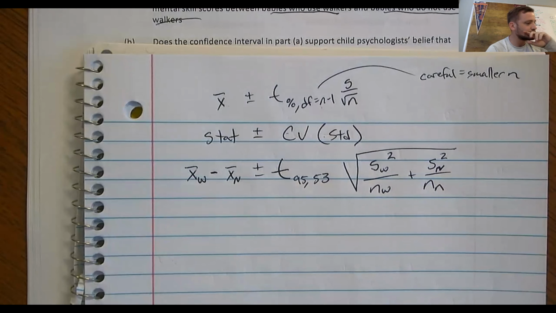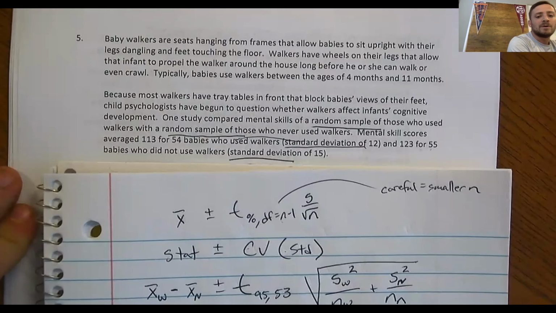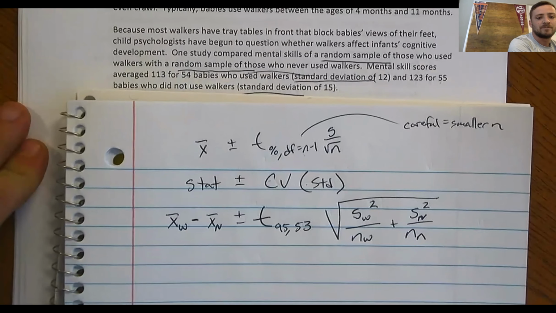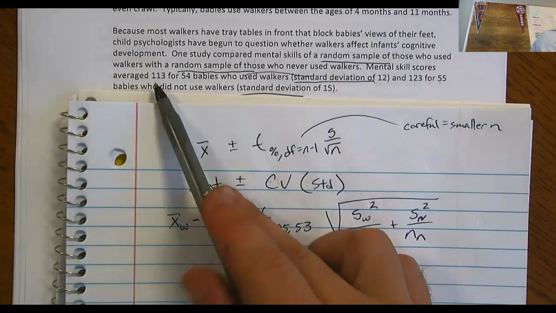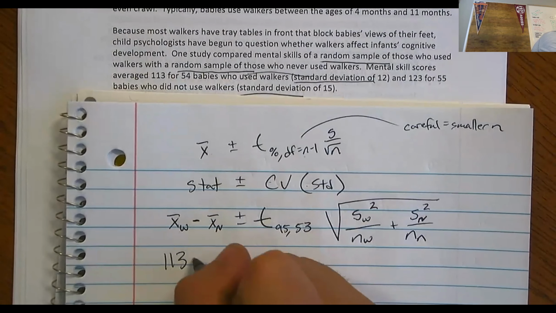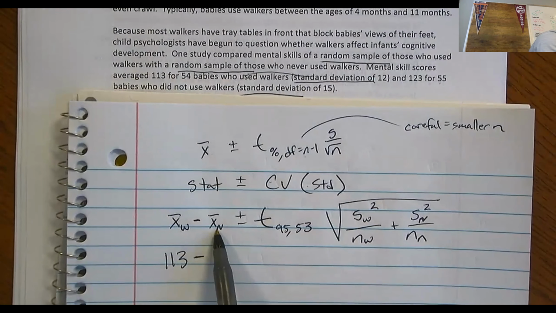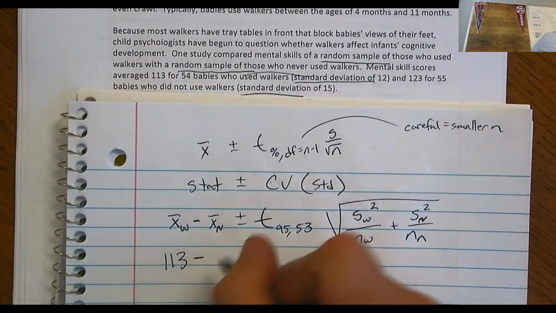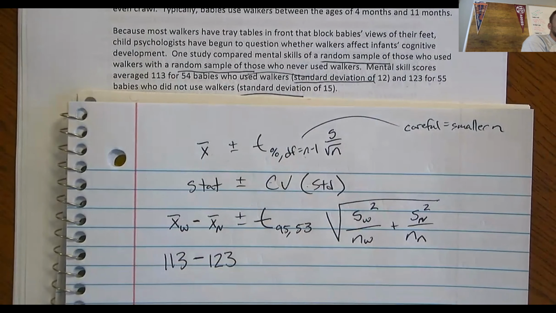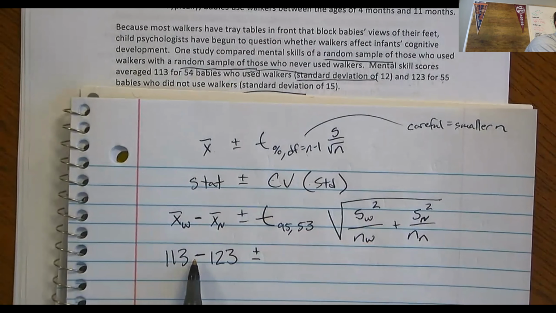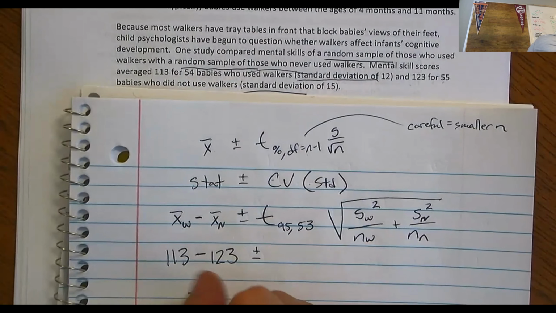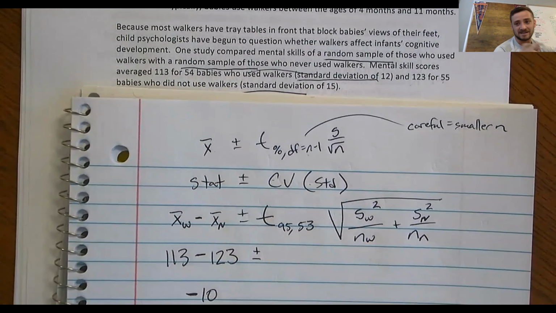That is okay. Now that we have it annotated, we can go to the actual problem and start filling in some of this information. What was the average mental score for my walker babies? It says they averaged a 113 mental score. What about the average score for my non-walker babies? It was a 123. And we can actually do this math real quick. 113 minus 123 is, be careful, -10, because it's a smaller number minus a bigger number.